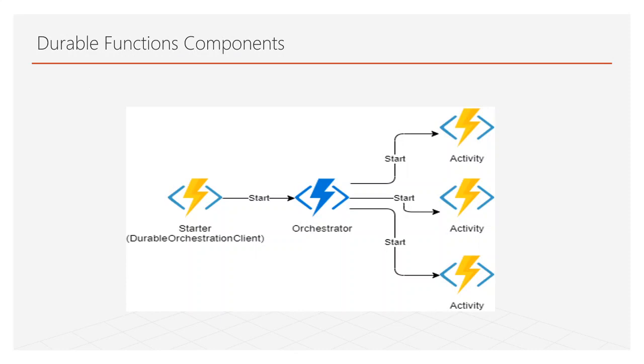Now this is the durable functions components. Normally the architecture will be in this way. So what exactly is the architecture? There will be one orchestrator function and there will be one or more activity functions. And there will be one starter function. The starter function has the responsibility to trigger the orchestrator function.